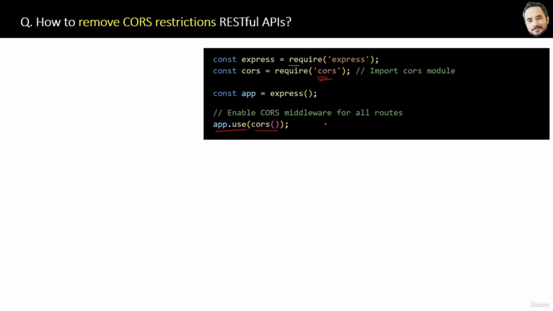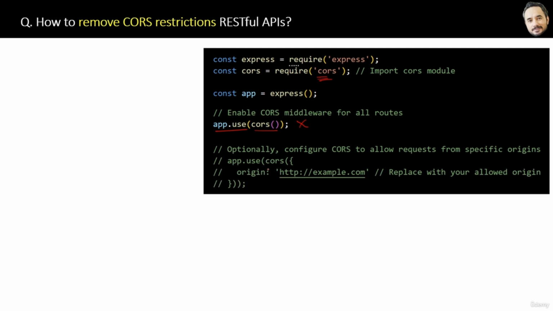Now if you don't use this CORS, then a website will not be able to fetch the data from the API by default. So in short, now we have removed the CORS restrictions for all the domains. Now, suppose you want to configure CORS, meaning you want to allow some domains and disallow some other domains. So for that, you can also configure the CORS policy like this.